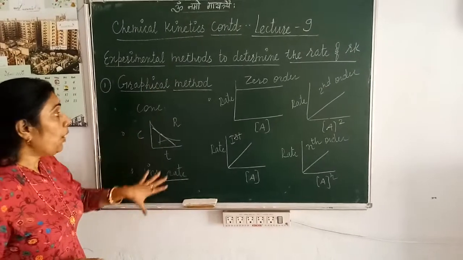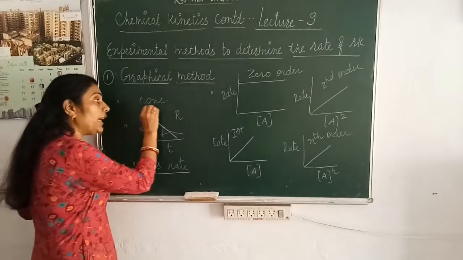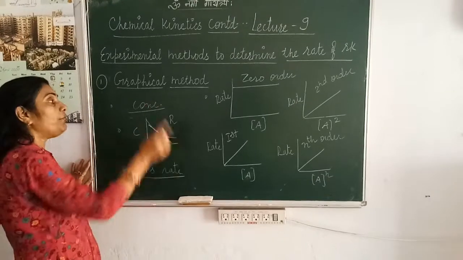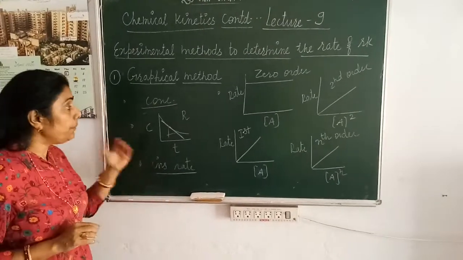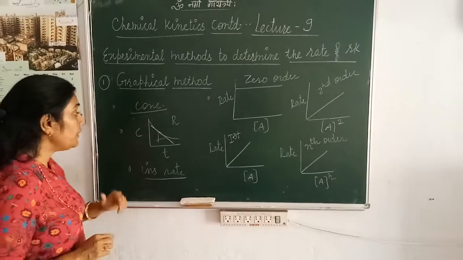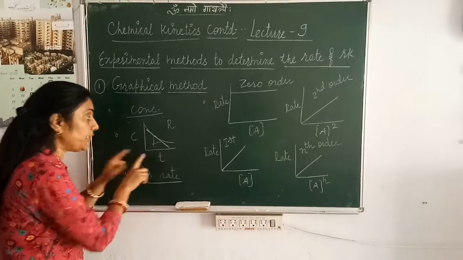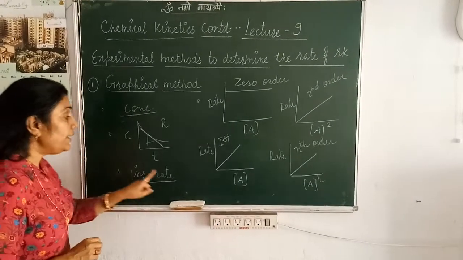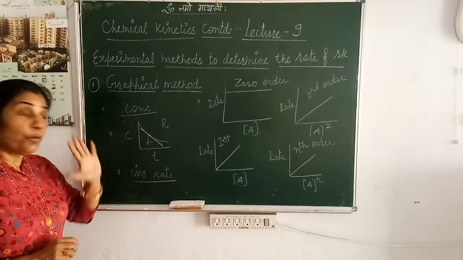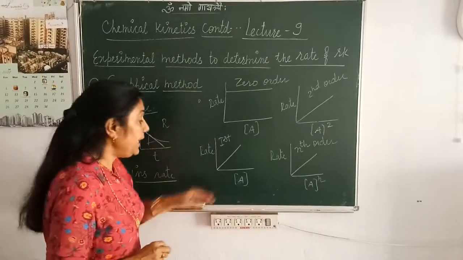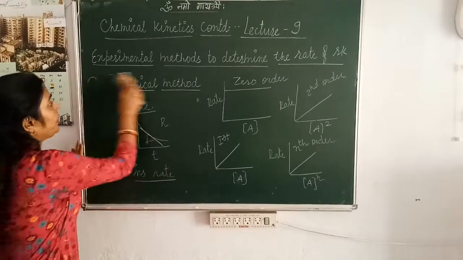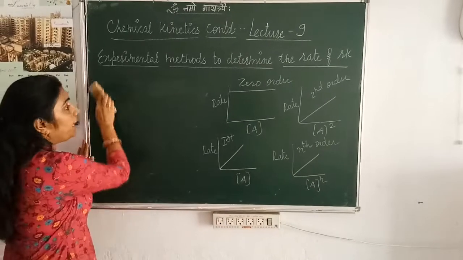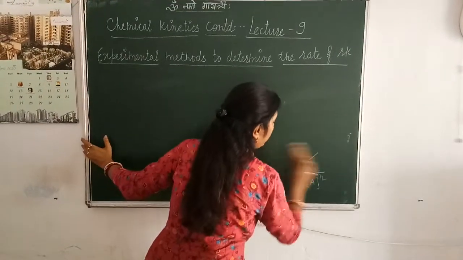This is very important, and the condition is that there is only one reactant. First of all, by any suitable method, we determine the concentration versus time graph, then the instantaneous rate by finding the slope of the tangents, and then rate versus concentration. So this is what we do in the graphical method.